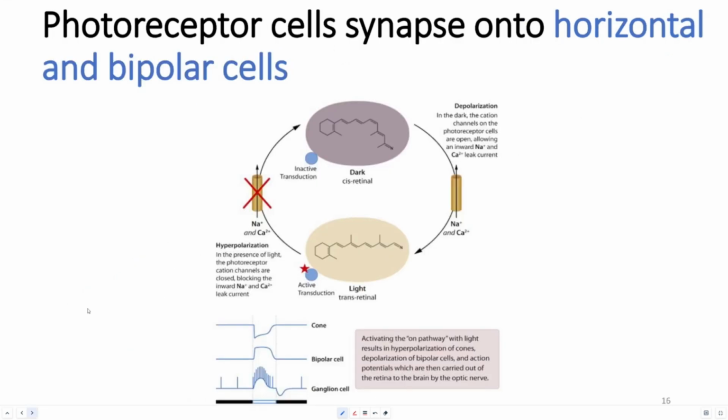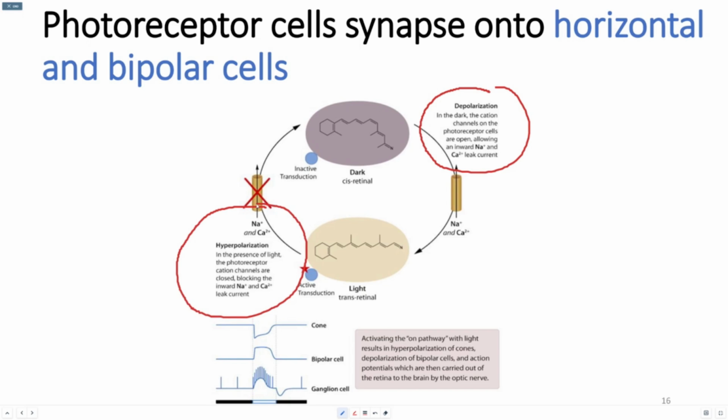Phototransduction. Photoreceptor cells synapse onto horizontal and bipolar cells. The process in rods begins with the rhodopsin compound, going from a dark cis-retinal form to a light trans-retinal form. Depolarization occurs in the dark, meaning that the cation channels on the photoreceptor cells are open, allowing sodium to go in and calcium to go in, and that happens when you're in a dark room. When you go into a bright room, the cells are going to be hyperpolarized.